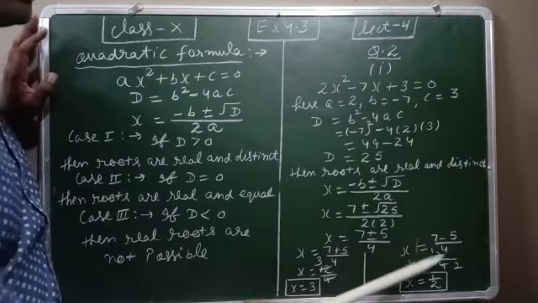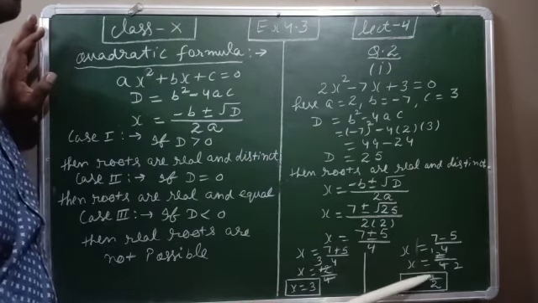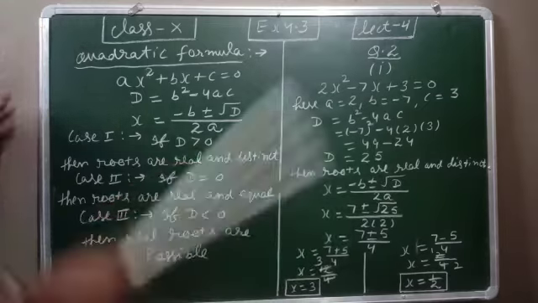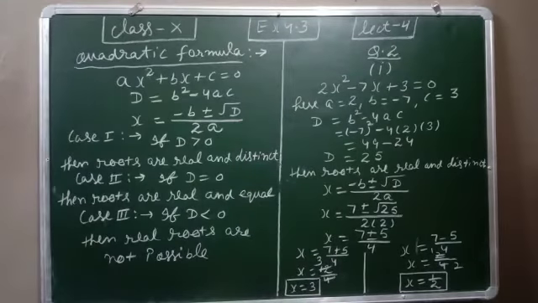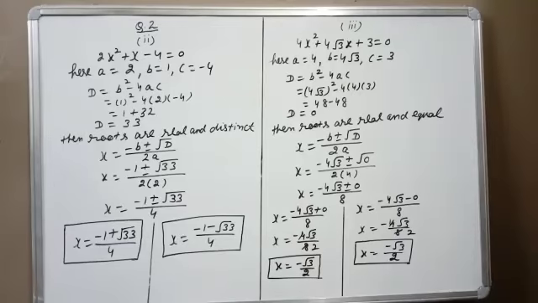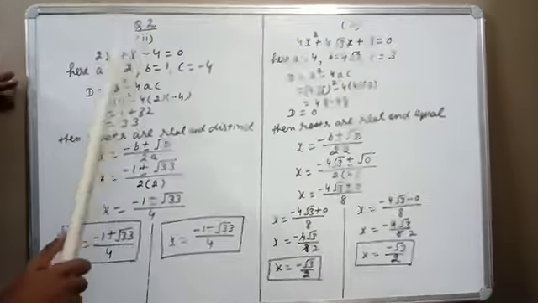So here 7 minus 5 is 2 upon 4, so the second root is 1 upon 2. This is how we can find the roots by using the quadratic formula. Now we will see more parts based on this quadratic formula. We will now discuss the second part. Let us solve the second part by the quadratic formula.